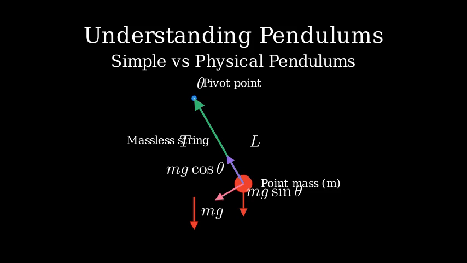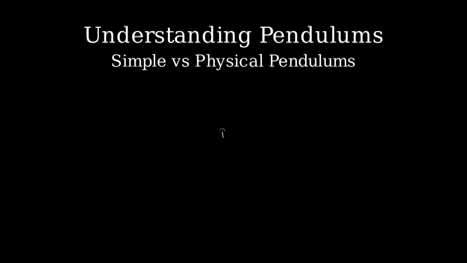The frequency f equals omega divided by 2 pi, which gives us 1 over 2 pi times the square root of g over L. Frequency tells us how many oscillations occur per second. The period T is the time for one complete oscillation, which equals 2 pi divided by omega, or 1 over f. This gives us 2 pi times the square root of L over g. Note that these equations depend only on the length L and gravity g, not on the mass or amplitude for small angles.